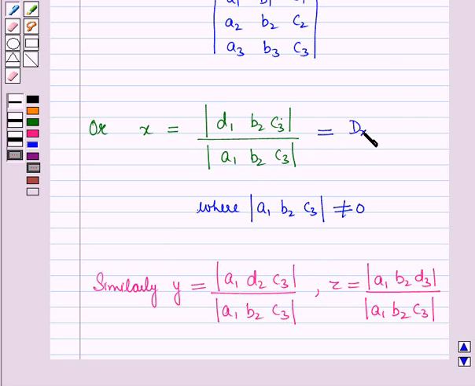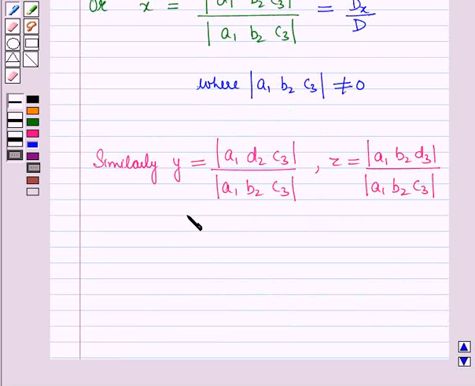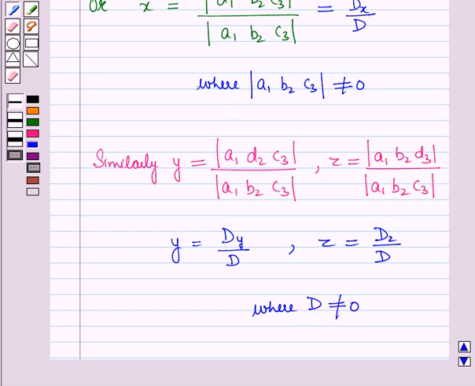determinant Dx over determinant D, then Y is equal to the determinant Dy over determinant D, and Z is equal to the determinant Dz over determinant D, where D is not equal to 0. Here you can see that the denominator D in all the three, X, Y and Z, is the determinant of the coefficients of x, y and z in the given equations.